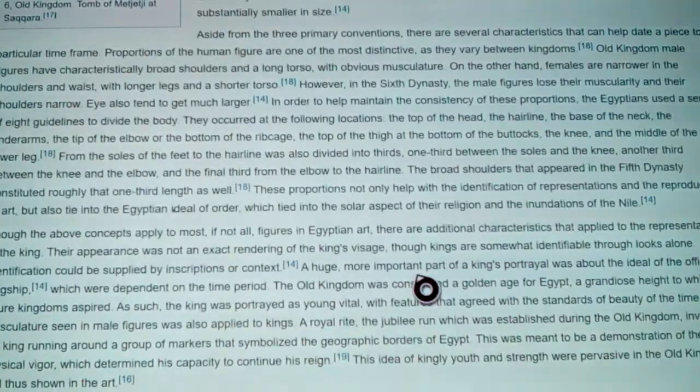Aside from the three primary conventions, there are several characteristics that can help date a piece to a particular time frame. Proportions of the human figure are one of the most distinctive, as they vary between kingdoms. So this is one way, when you look at the art and know what you're talking about, you can go, oh, okay, this must be from this kingdom or that kingdom, because they're using different scales during each kingdom.